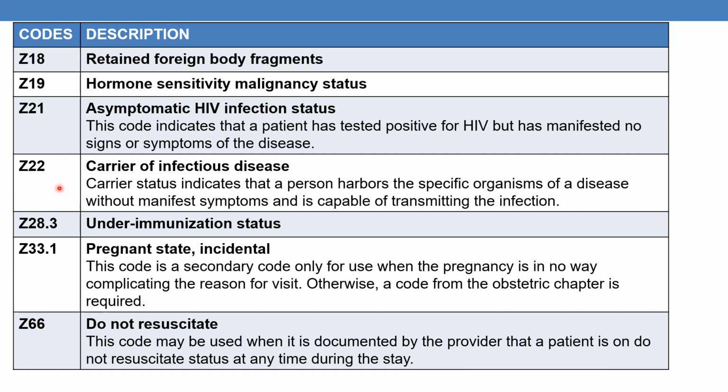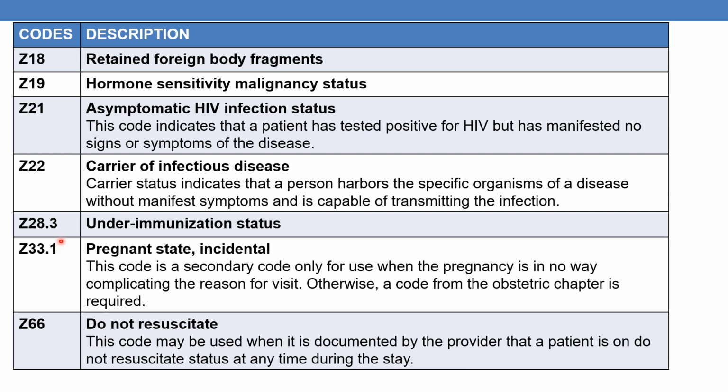The next is Z22, carrier of infectious disease. The carrier status indicates that a person harbors the specific organism of the disease without manifestation of symptoms, and is capable of transmitting the infection. A carrier is a patient who is asymptomatic but capable of transmitting the infection. He does not manifest any symptoms but he can transmit the infection.